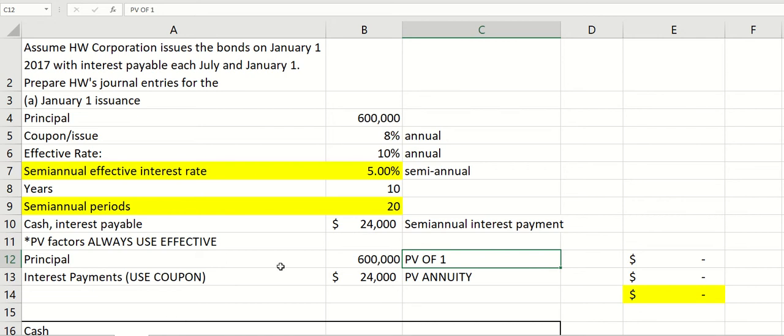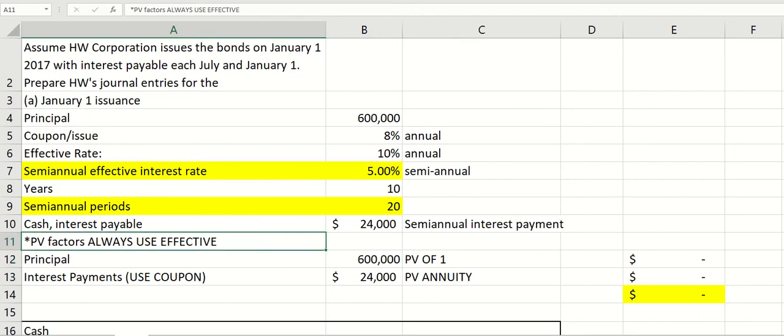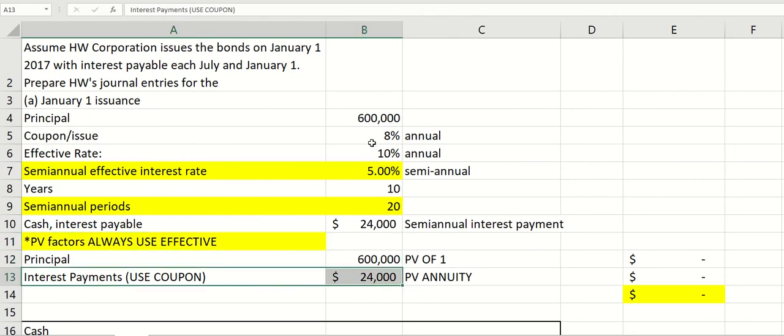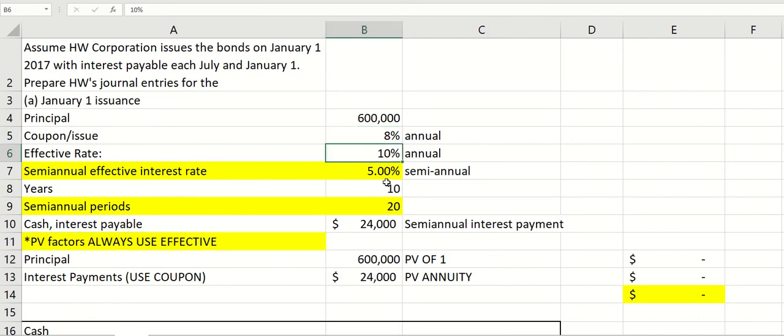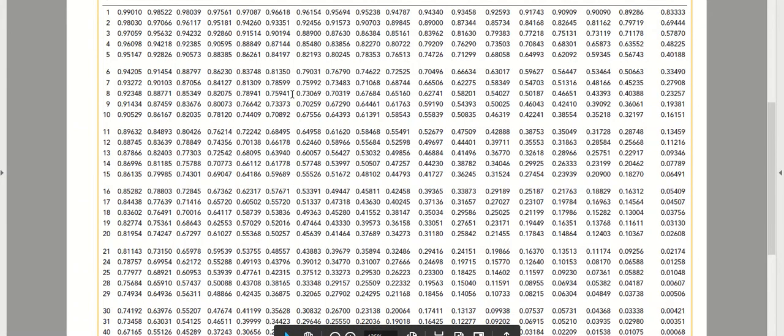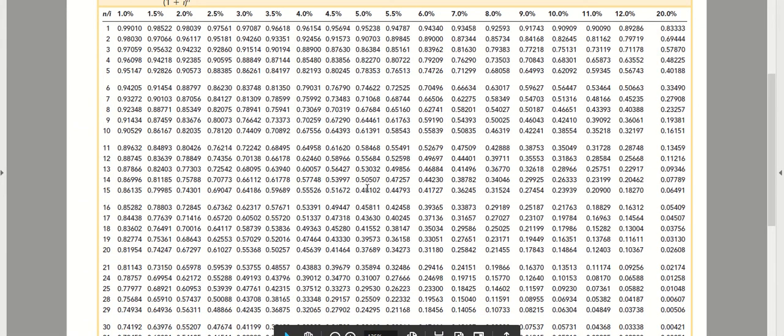Then I will refer to my PV tables, like we did in the previous video, and remember I always use the effective rate now. For the interest payments I used the coupon rate, but now I will use the effective rate. But it's on a semi-annual basis, so I will look at 5% for 20 periods for the PV of 1, or one payment, and then 5% and 20 periods for the PV of an annuity. So I'll go to the PV of 1.